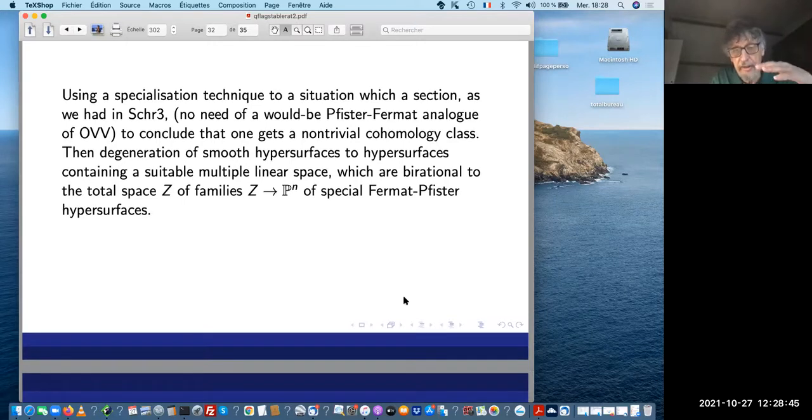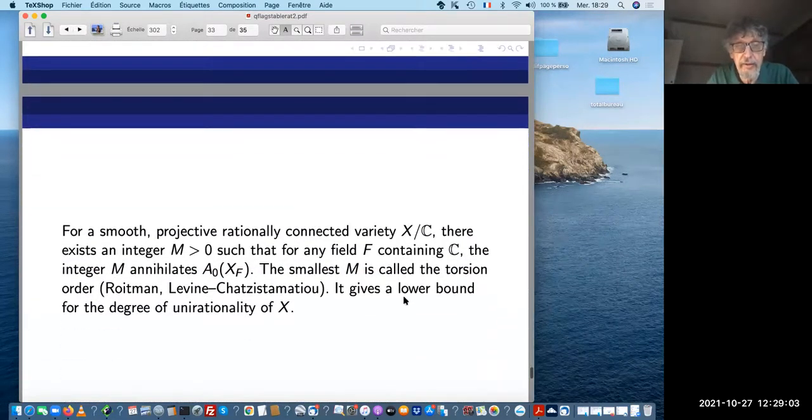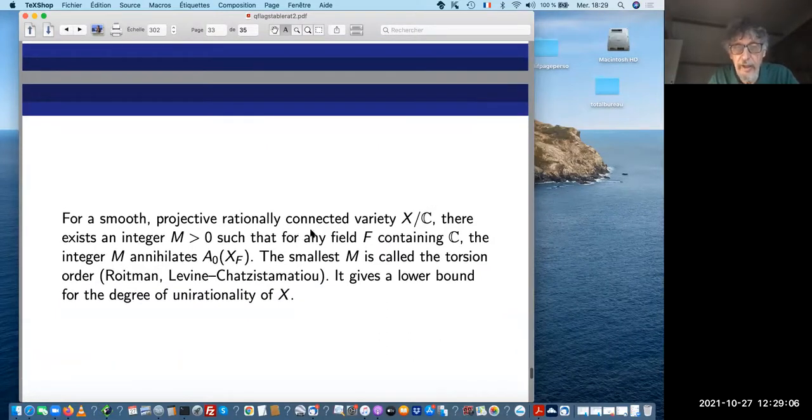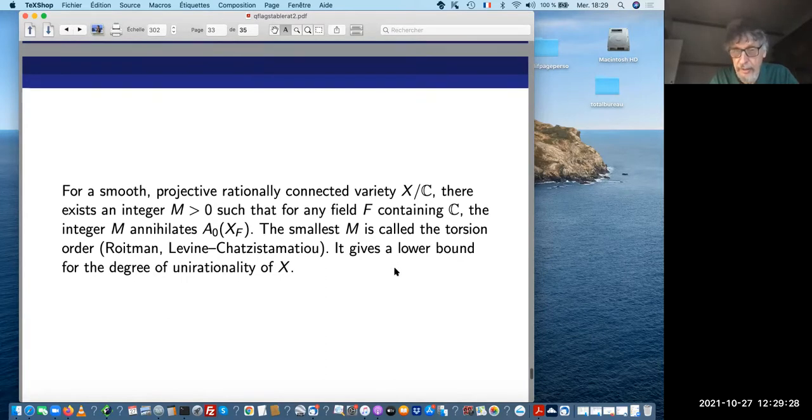But you can ask something weaker. Even if you don't know whether it's unirational, suppose it's unirational, what is the smallest degree of unirationality? That is, the degree of the parametrizing space mapping onto your variety, is it at least equal to something? Now this degree you can control by something more cohomological. If you take a smooth projective rationally connected variety, there's an integer M with the property that for any field F containing C, the integer M annihilates the Chow group of zero-cycles. The smallest such M is called the torsion order. It's been considered by Roitman many years ago and by Chatzistamatiou-Levine not so long ago. And it gives a lower bound for the degree of irrationality of X.